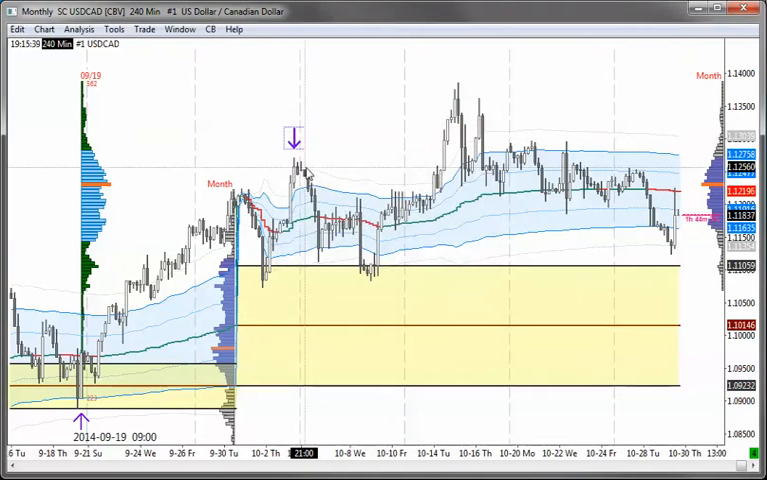Then from here it moved down into value, all the way down to the developing value area low, found some support there and moved up around the VWAP level, and then put in a double pin bar and then moved down outside below the developing value, and from there it found support again on the previous month's value area high.